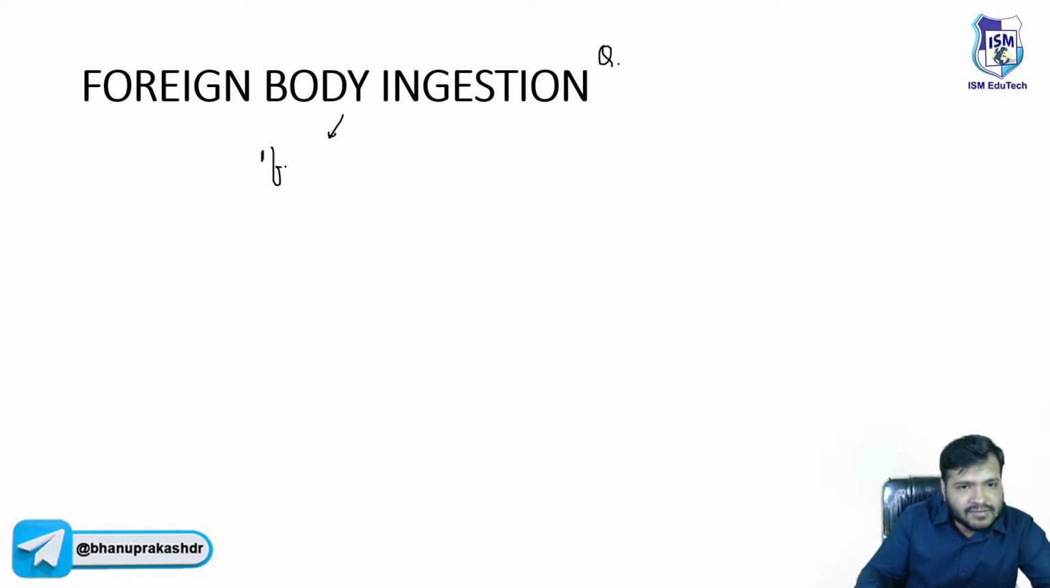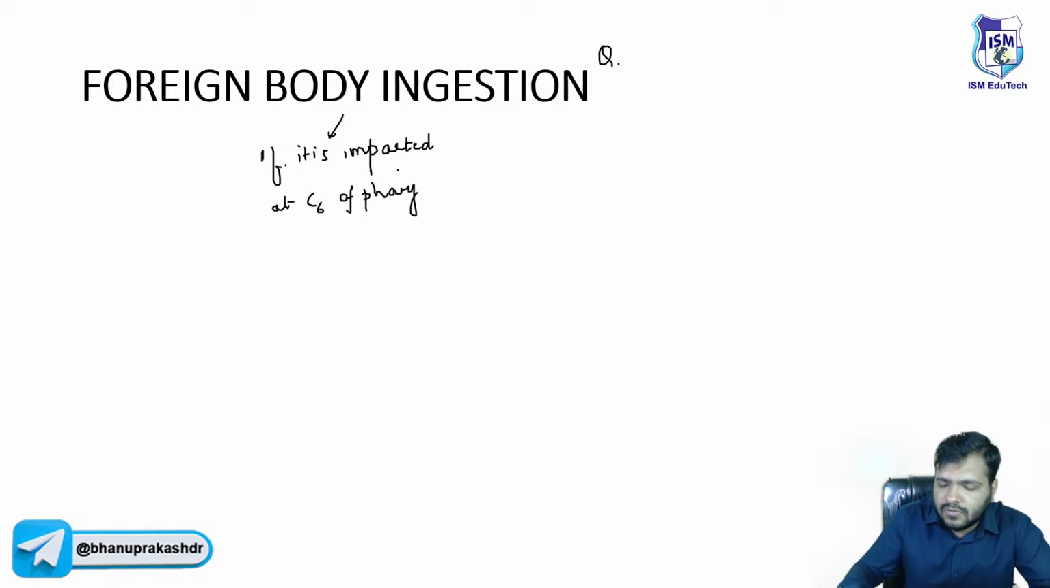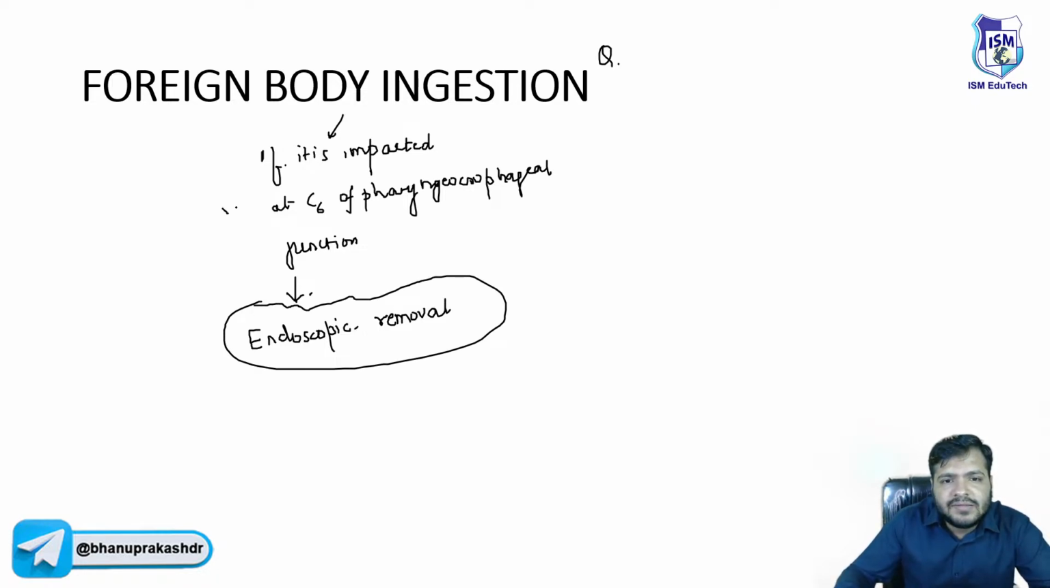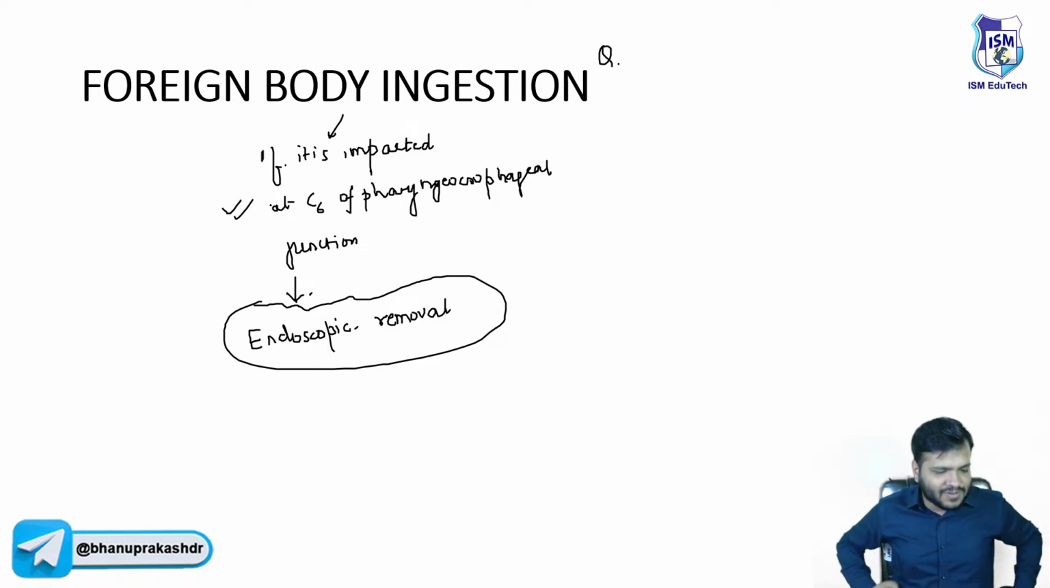Now beta, if it is impacted at C6, the pharyngoesophageal junction, what we will do is endoscopic removal. अगर C6 पर है, so what we will do, endoscopic removal.